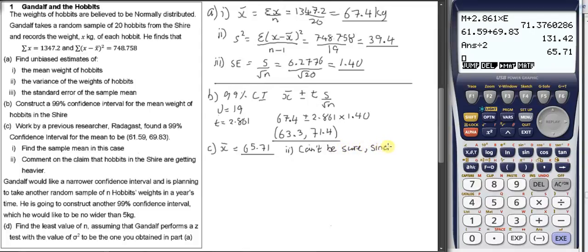Since the two confidence intervals overlap. And that's that.